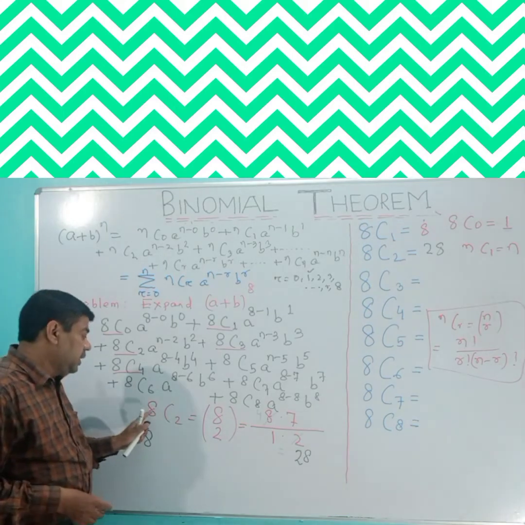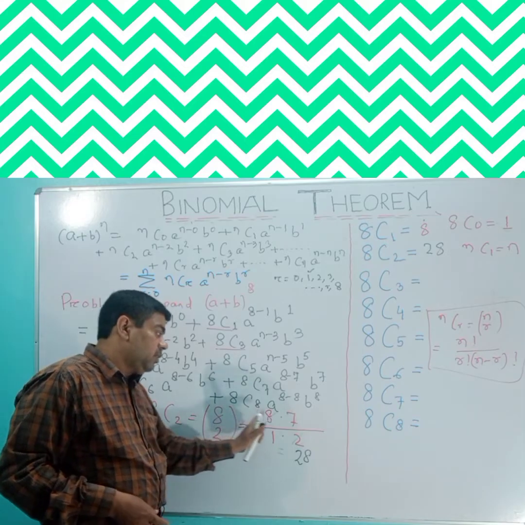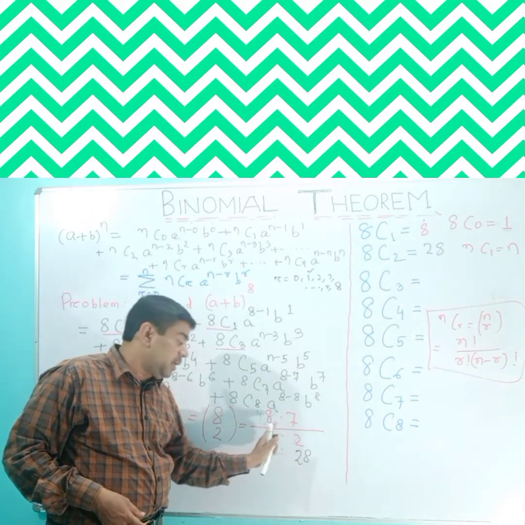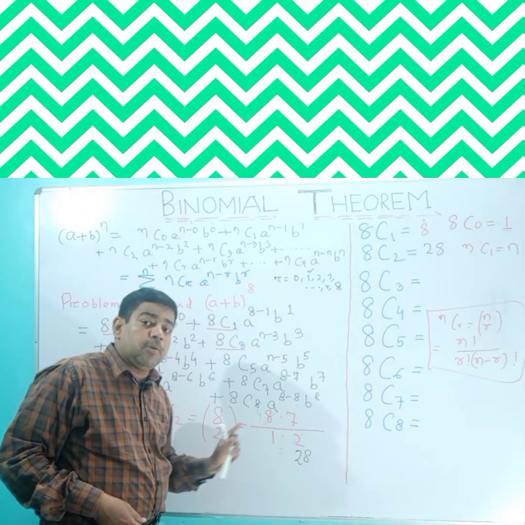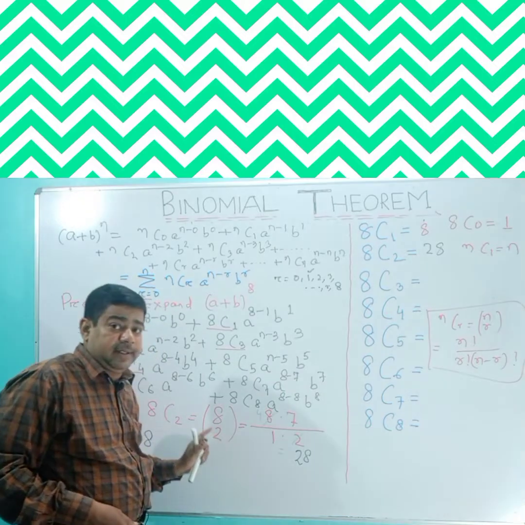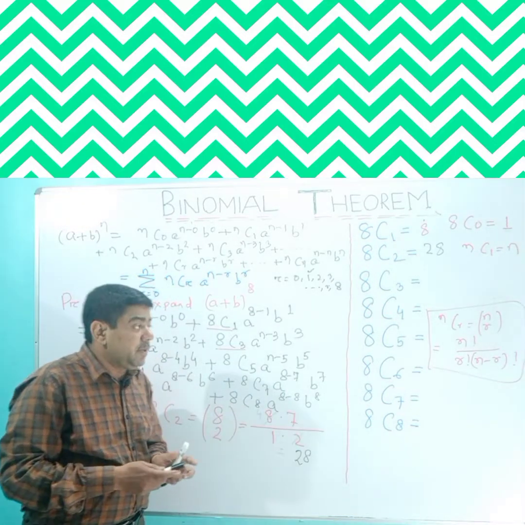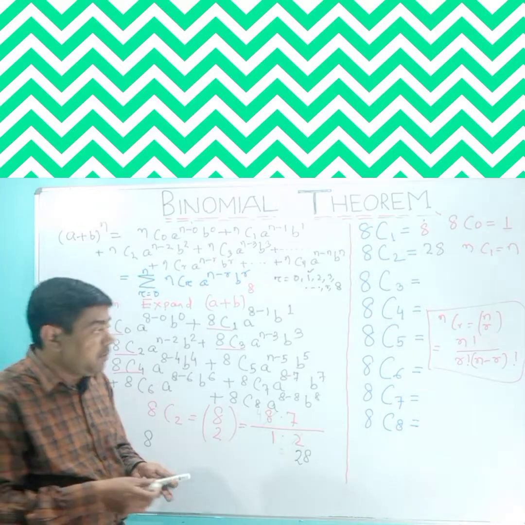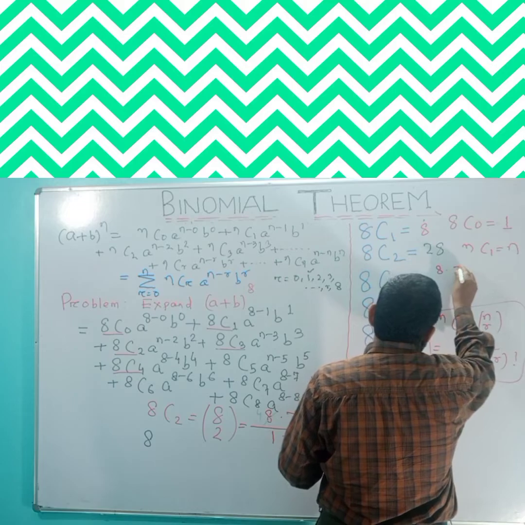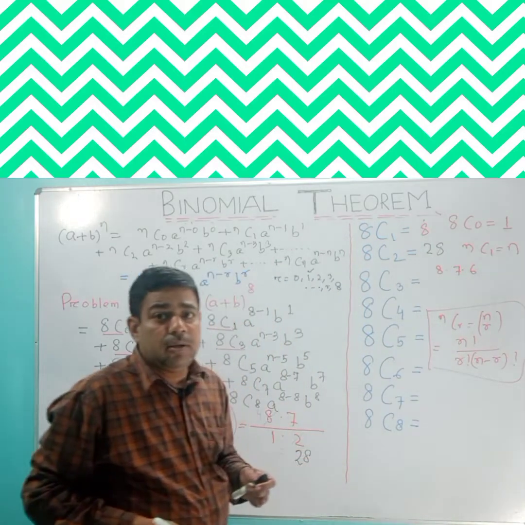Look at here. 8C2. We can write 8 into 7 divided by 1 into 2. You write here 8, then 1 less than 8, 8 minus 1 is 7, divided by 1 into 2. Here how many factors? 2 factors. Because for 8C2 you have to write 2 factors here. Understand? Suppose 8C3. If it is 8C3, you can write what? 8 into 7 into 6. 3 factors will come in descending order.